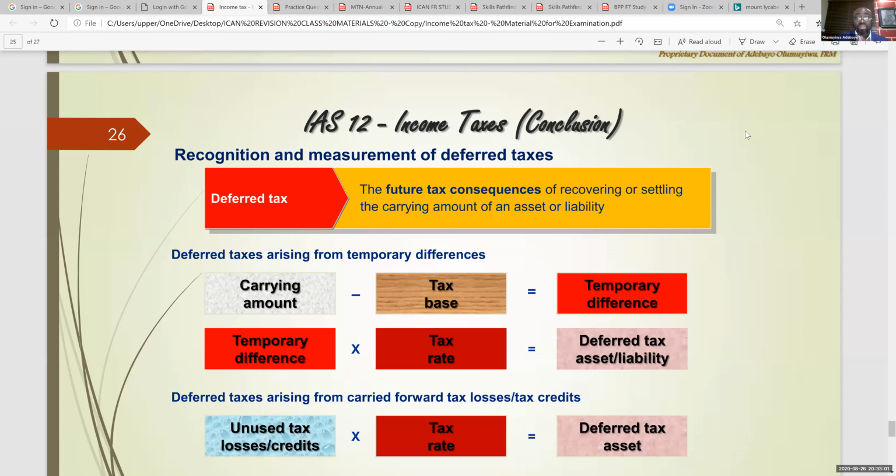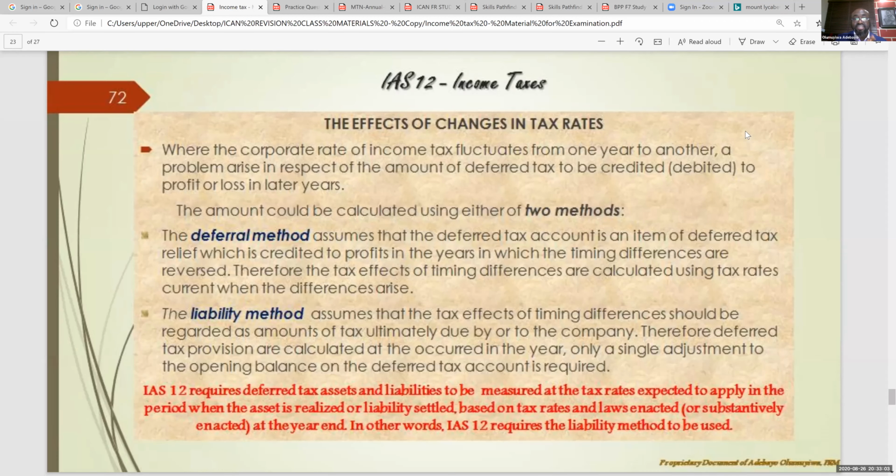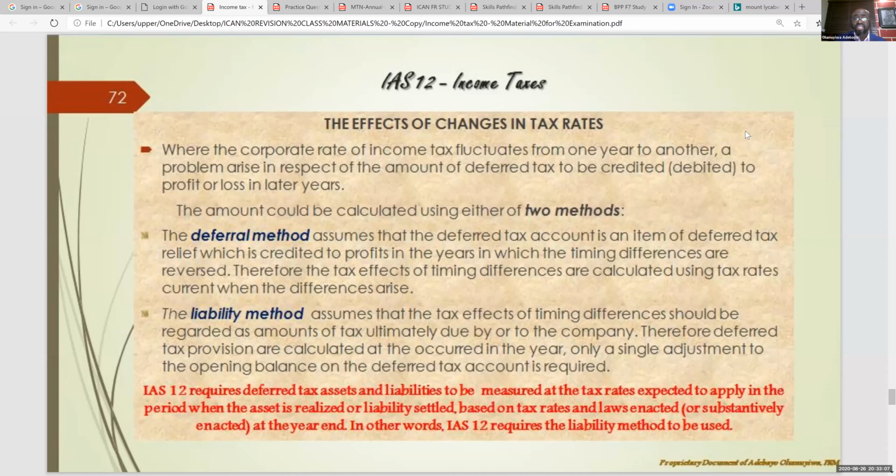Now, IAS 12, the effect of changes in tax rates. Where the corporate rate of income tax fluctuates from one year to another, a problem arises, which you also evidence in the solution we just completed. And the problem arises in respect of the amount of deferred tax to be credited or debited to profit or loss in later years. The amount could be calculated using either of the two methods.